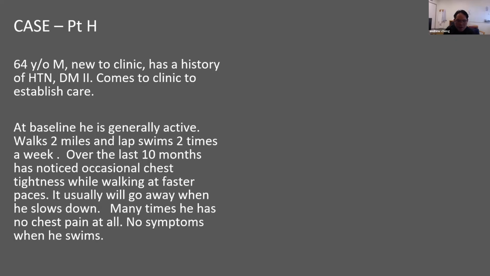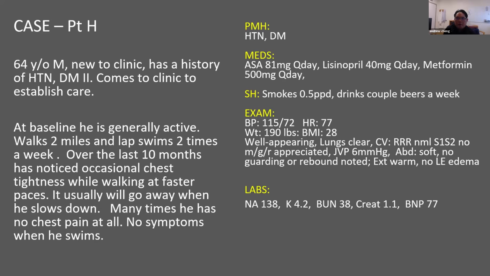He also denies having any symptoms when he swims. His meds include aspirin, lisinopril, and metformin. He smokes half a pack a day, drinks a couple beers a week. And on exam, he's normotensive, and the rest of his exam is benign. In regards to labs, he has normal renal function. He has a normal BNP.